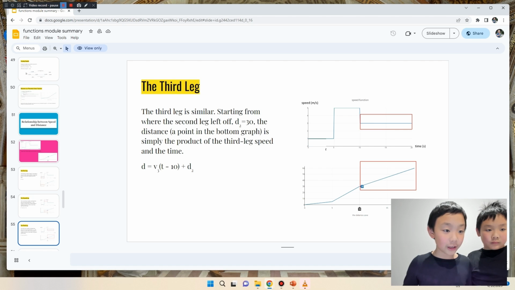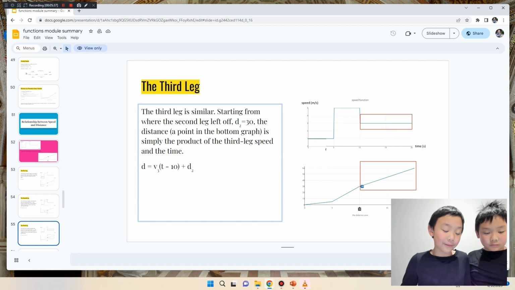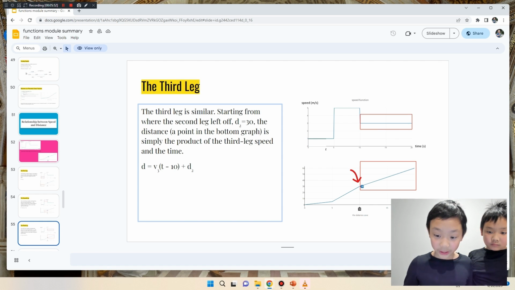Now the third leg is this thing. And to compute the distance for the third leg, you do this equation: d equal to velocity 3 times (t minus 10) plus d2. Again, velocity 3 is just a name, you can name it anything you want. T minus 10 is basically the time from here to there. And then plus d2. D2 is where you left off last time, right here. That is distance 2. So it's like here and that. So that's how you do it.